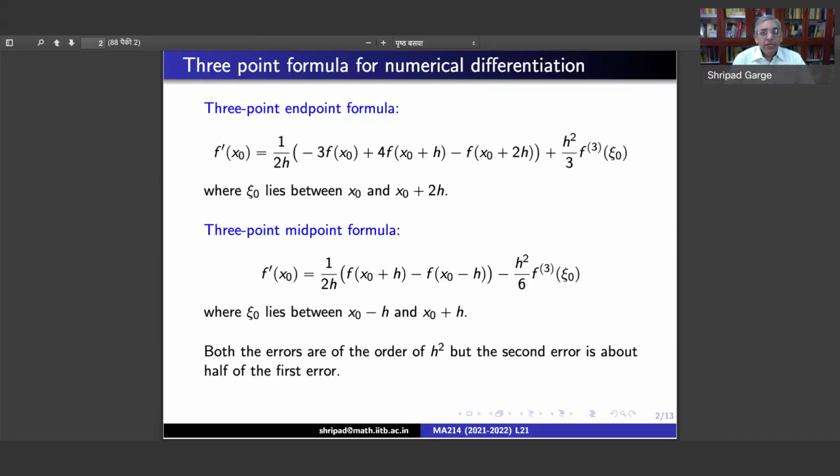Then there is the 3-point midpoint formula, which is invariant under whether h is positive or negative. You flip the sign of h and you immediately see that the sign change gives you the same in the numerator as well as in the denominator. So the value remains the same, and the error is of course given in terms of h square. So the error also doesn't change. All right, and we saw this already that both the errors are of the order of h square, whereas the second error is half of the first error. So the midpoint formula is better.